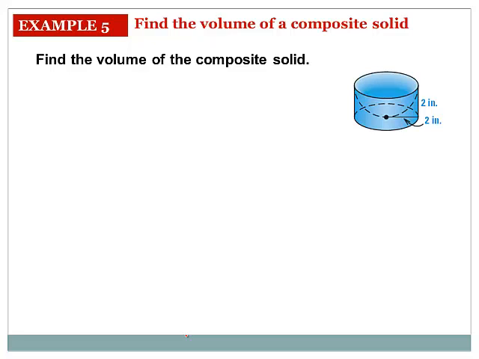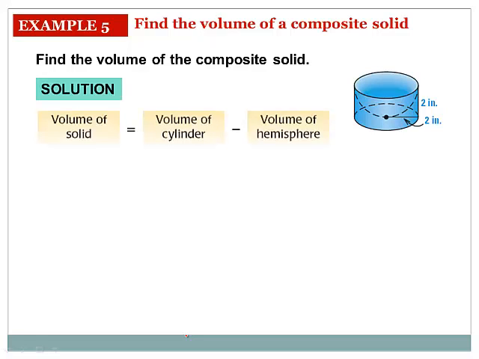Okay, example 5. It says to find the volume of the composite solid. So what we need to do for this one, to find the volume of the entire solid, is find the volume of the cylinder and subtract the volume of the hemisphere. Remember, the volume formula for a cylinder is pi r squared h. And we need to subtract from that the volume formula for a hemisphere, which is 2/3 pi r cubed.